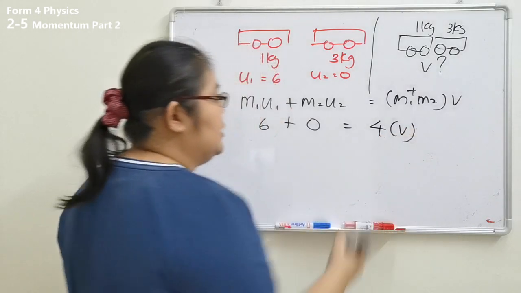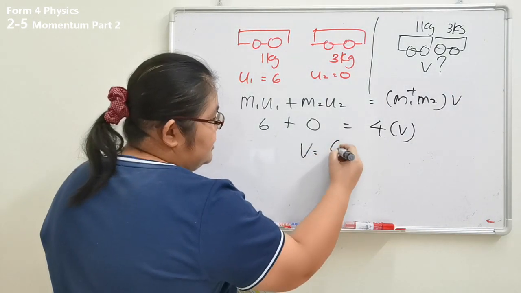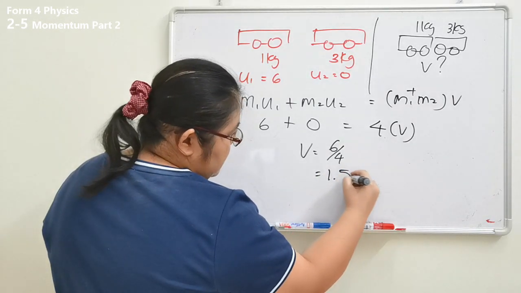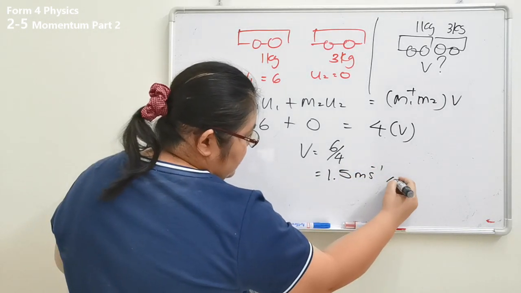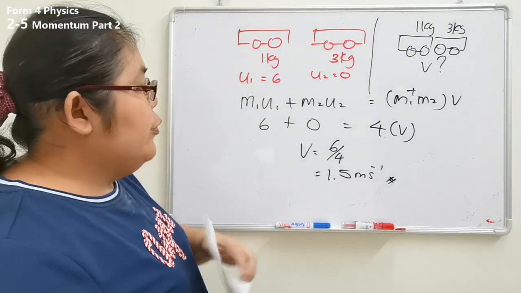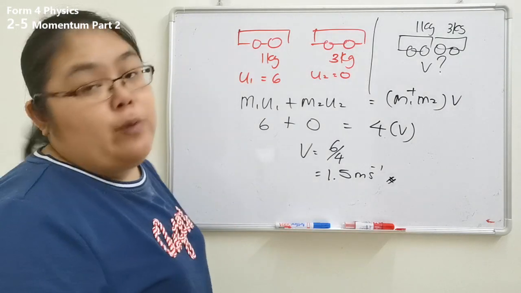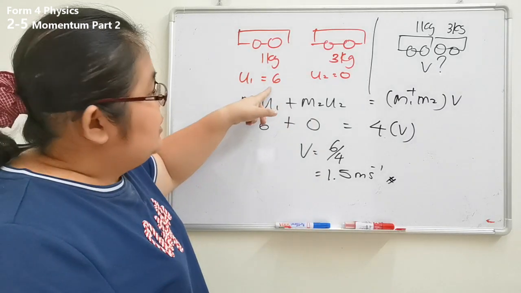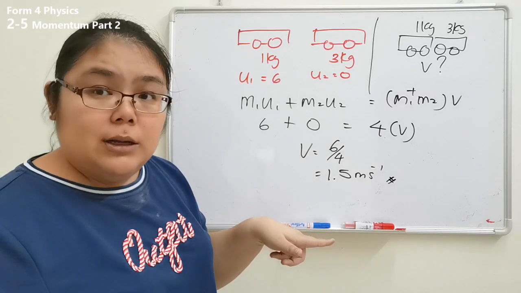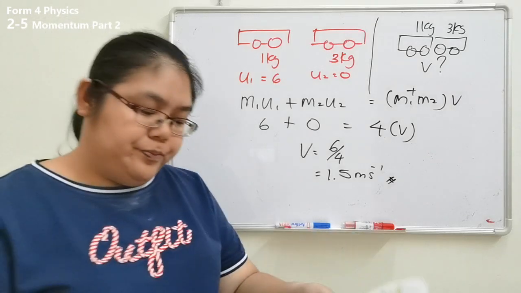After that you need to find v. So v equals 6 over 4, so the answer is 1.5 m/s. That means both stick together and move with a final velocity of 1.5 m/s. See, easy, slow down. First one is number 6, this one is nothing, and just by sticking together it becomes 1.5 already. So this is the calculation for inelastic collision.